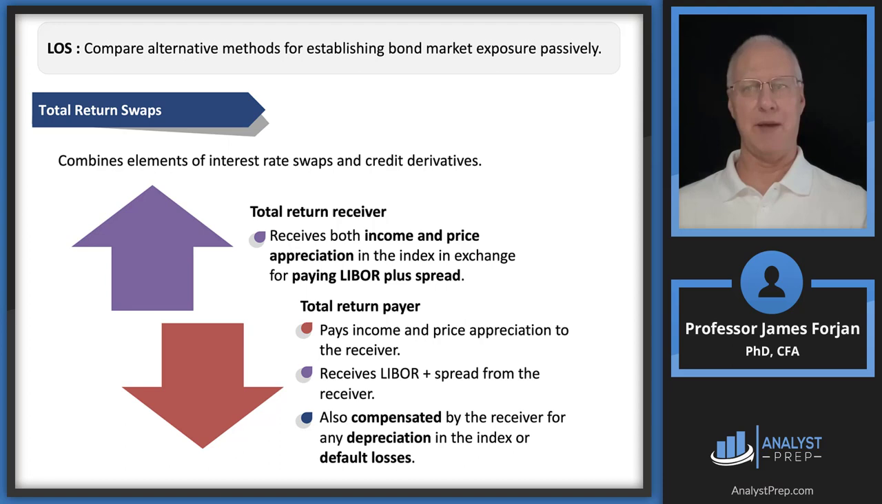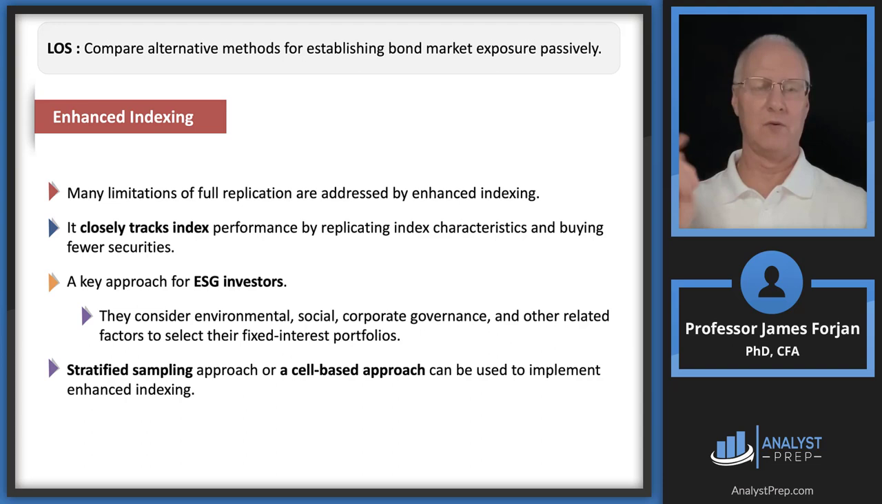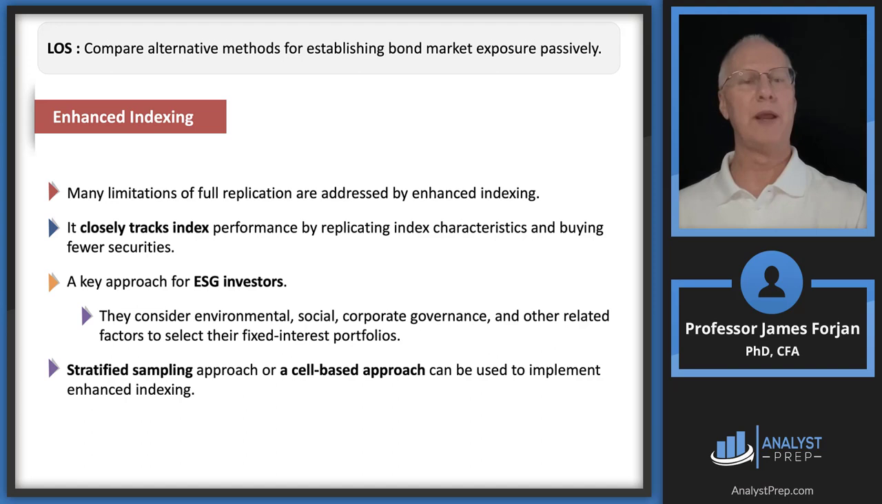Enhanced indexing, what the reading emphasizes here is that, you know, this is cheaper. And we talked about different types of enhanced indexing procedures. There's one that they mentioned down there at the bottom, the stratified sampling, cell-based approach. You can do this in almost any kind of a format. But what the reading does mention, and the Institute is very big on environmental, social, and corporate governance factors, in addition to any other social awareness factors to identify appropriate bonds.